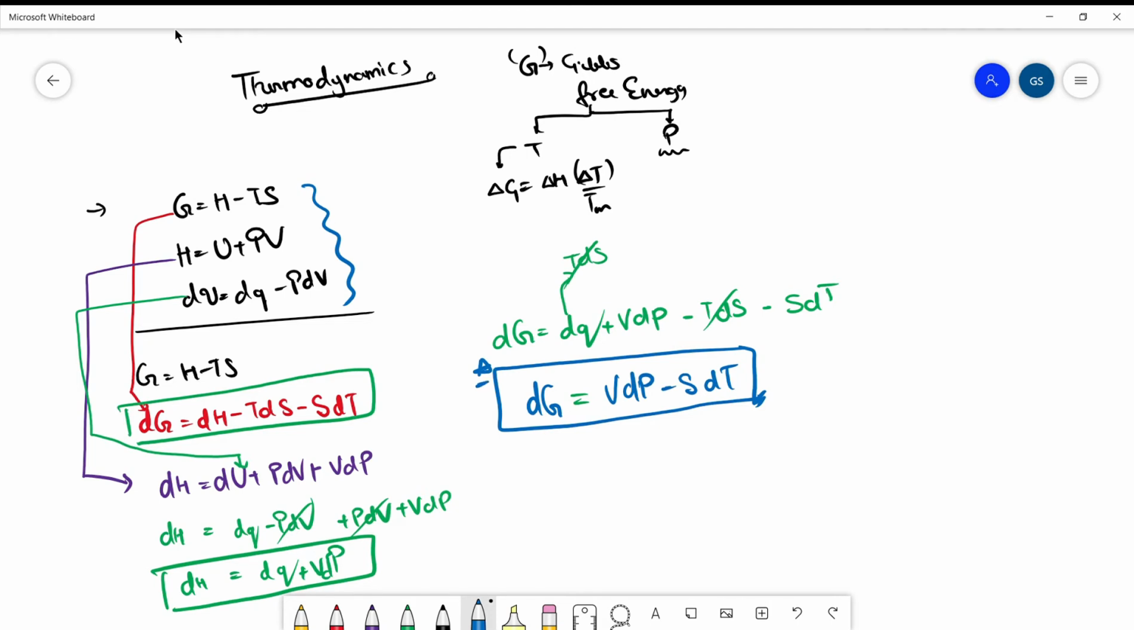So we should remember that dG equals VdP minus SdT, where dG is the differential change in any reaction, and that differential change will depend on the differential change in pressure and the differential change in temperature. That's why we say that G is dependent on pressure and temperature. So we can see that as dP increases, dG will increase. We can see one thing.